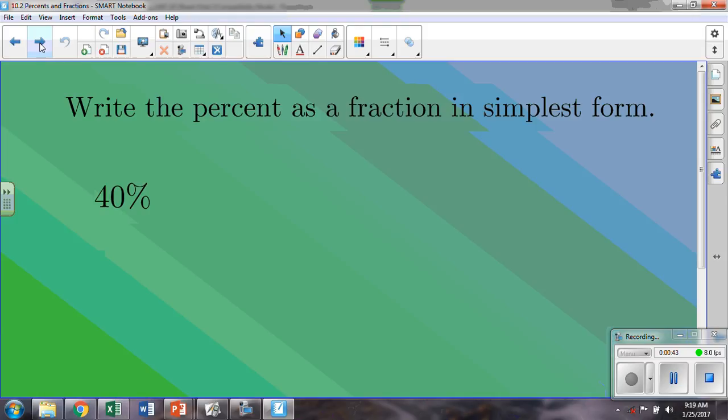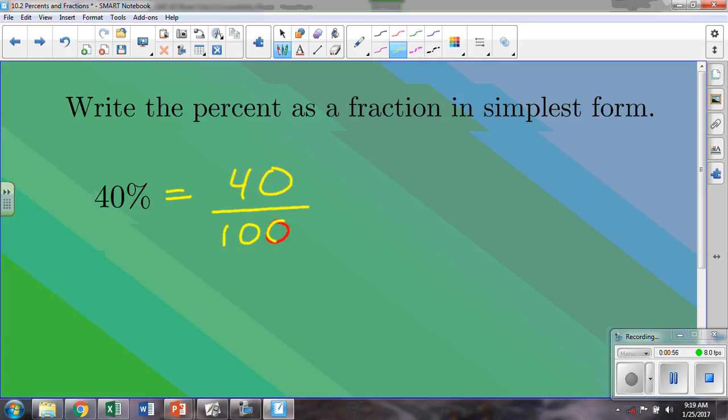Write your percent as a fraction in its simplest form. Really, really straightforward. If you want to turn a percent into a fraction, it's nothing more than taking your number and putting it over 100. That will get you the fraction. It does not get you simplest form.